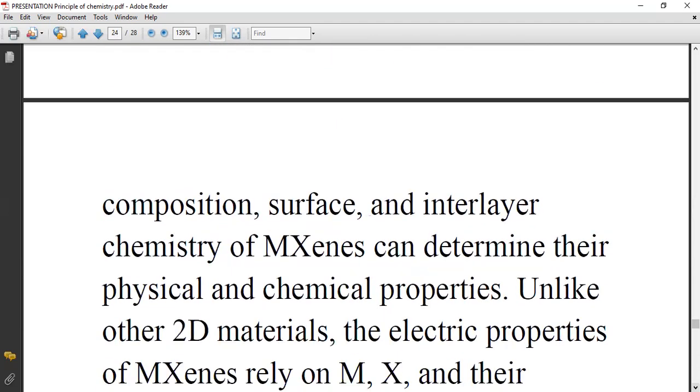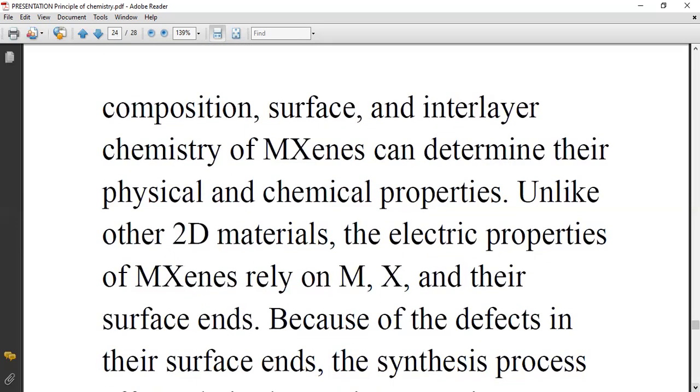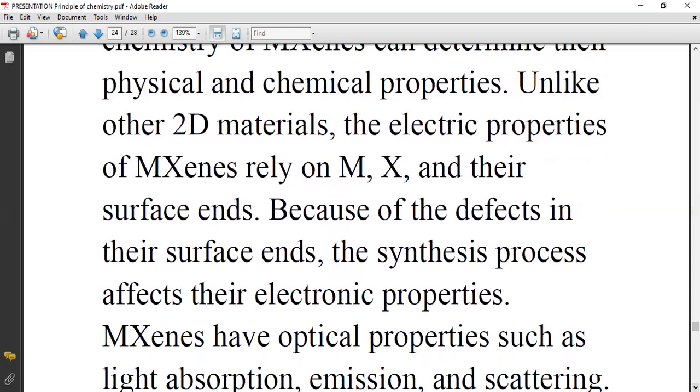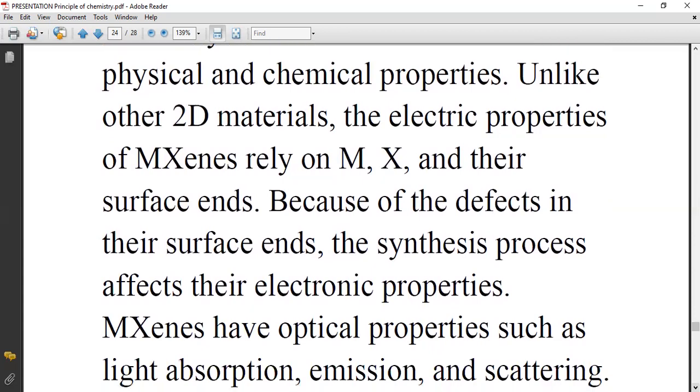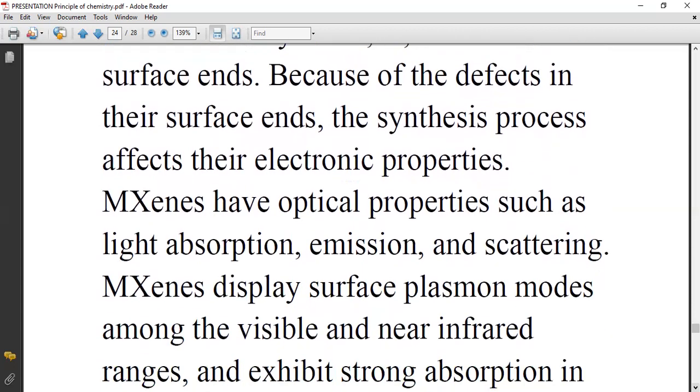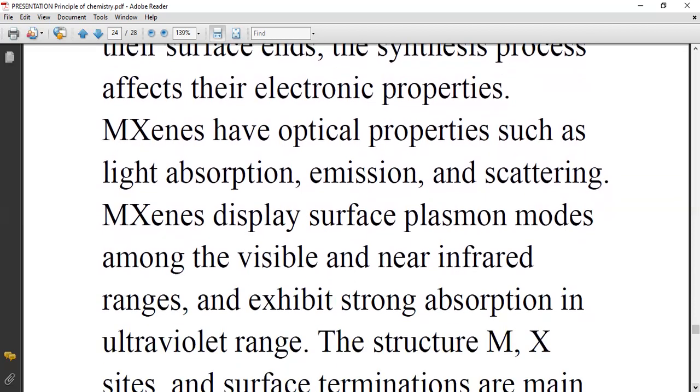The structure, composition, surface, and interior chemistry of MXene can determine their physical and chemical properties. Unlike other two-dimensional materials, the electric properties of MXene rely on M, X, and their surface terminations. Because of the defects in their surfaces, the synthesis process affects their electronic properties.